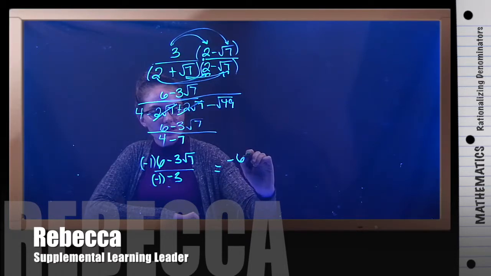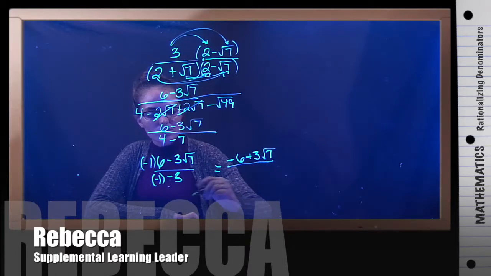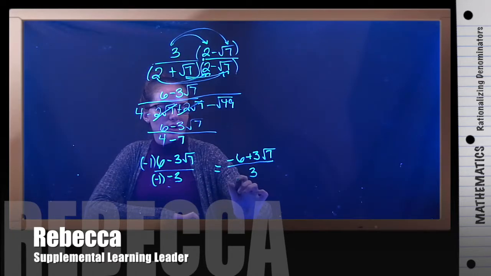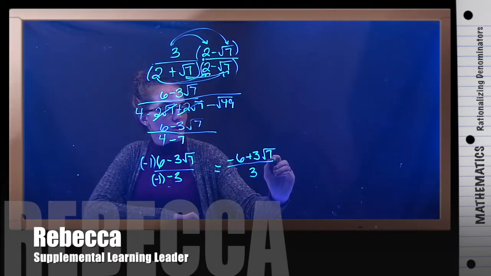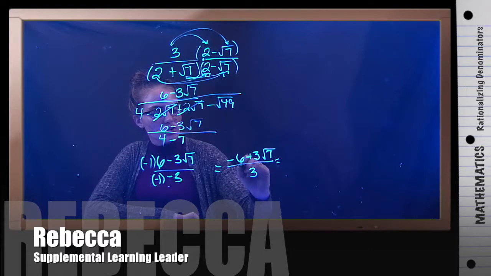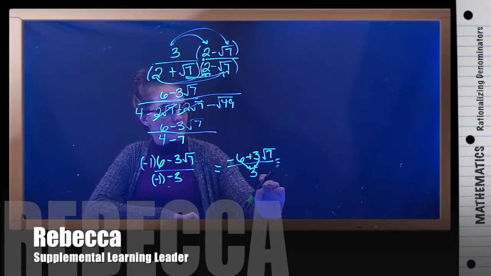So it would be negative 6 plus 3 square root of 7 over negative 1 times negative 3 is positive 3. And now the negative is gone. And, also, it looks like we can simplify because all of these factors are divisible by 3. So, if we just remember that this has to be divisible by 3, and this has to be divisible by 3, we can reduce all of these.